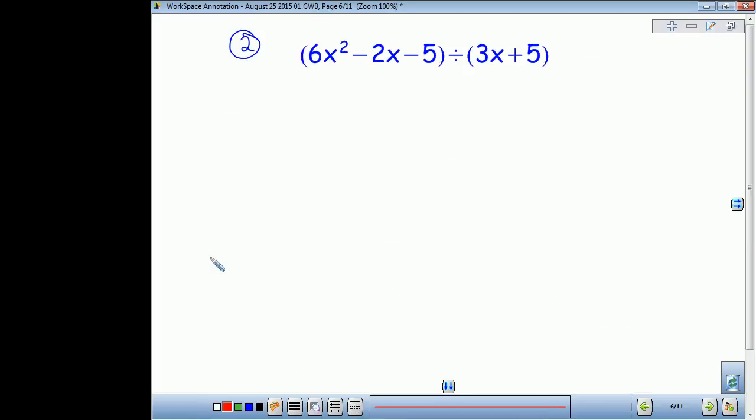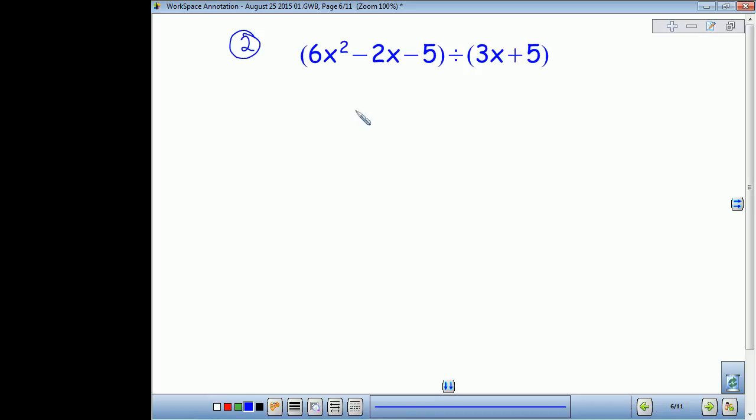Number 2. Now, this problem I would actually use long division on. The first one, I'm going to show you synthetic in just a moment, and you're going to love it, and it's going to be super cool. When we get the same answer, it's going to look like math magic.